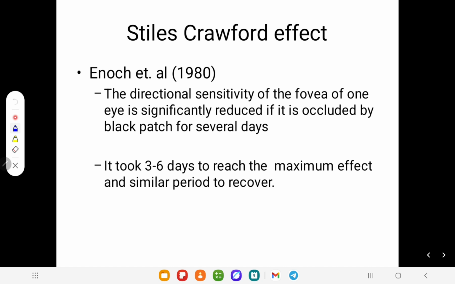So Enoch et al. 1980 showed that the directional sensitivity of the fovea of an eye is significantly reduced if it is occluded by a black patch for several days, isn't it? It took 3 to 6 days to reach maximum effect, and a similar period to recover. So, if you cover one eye with a black patch, then directional sensitivity reduces.